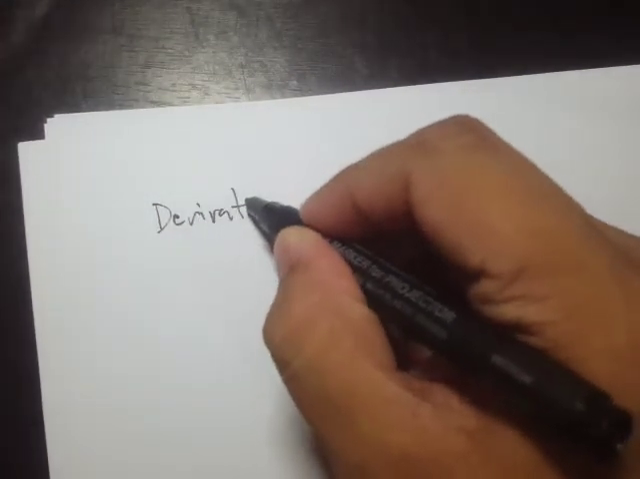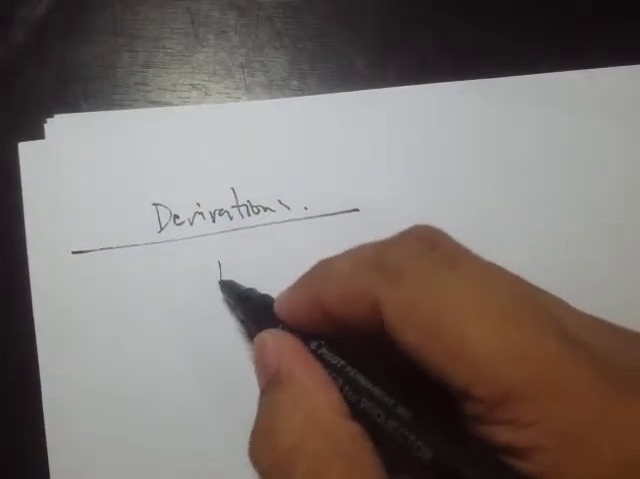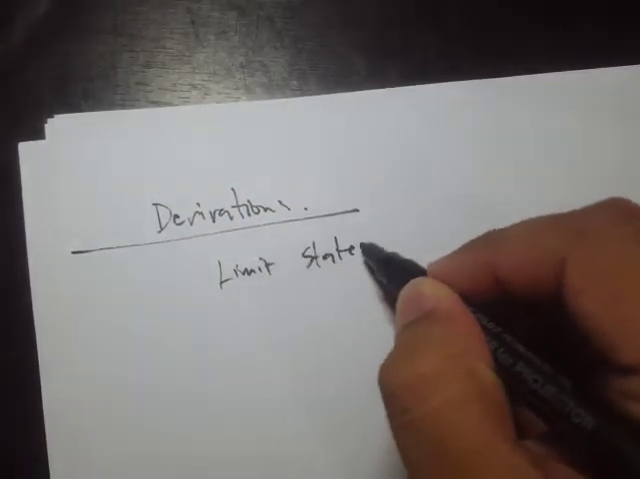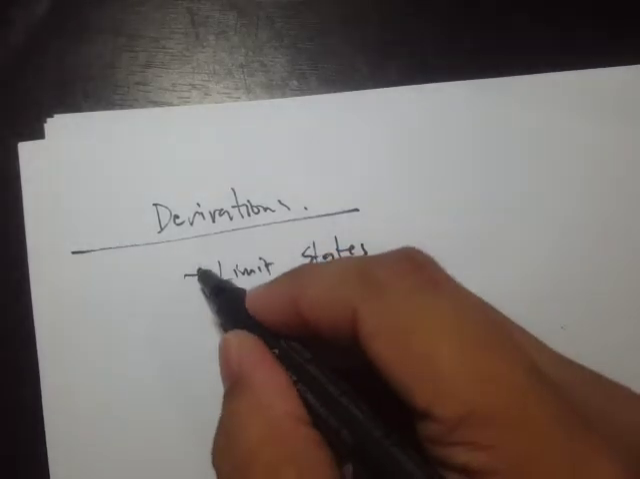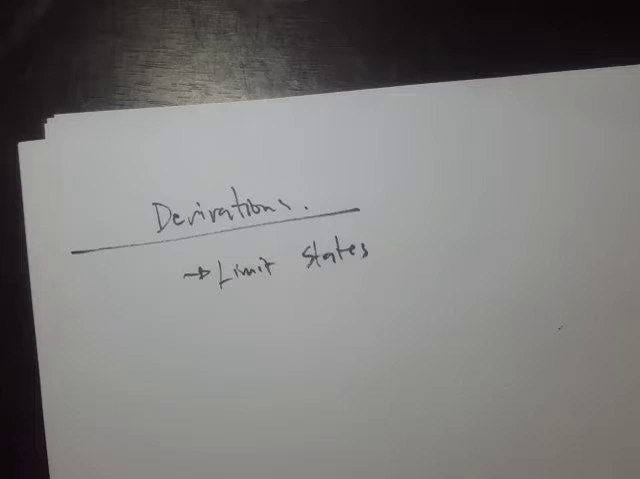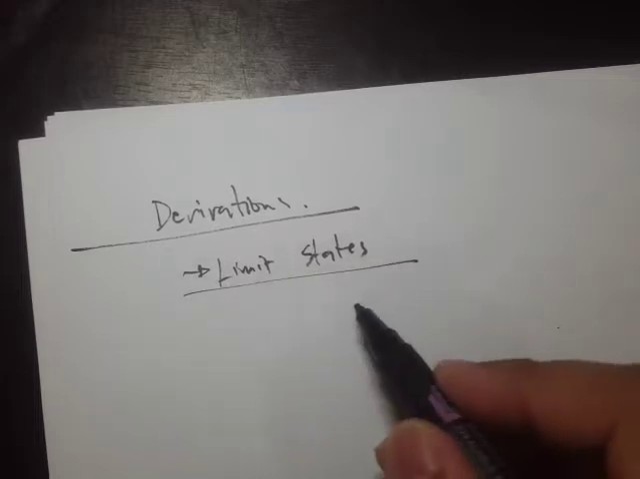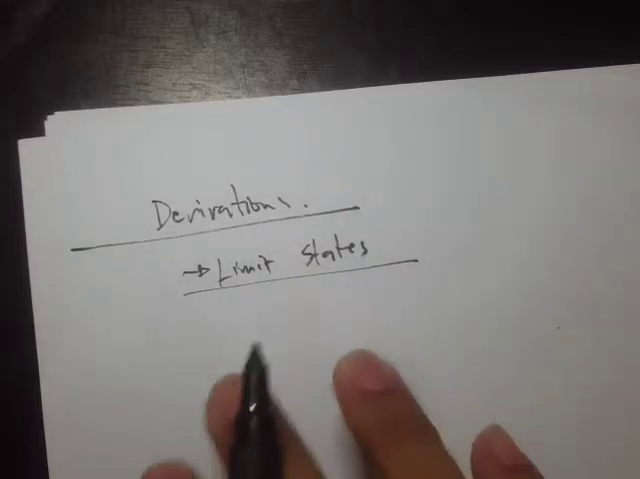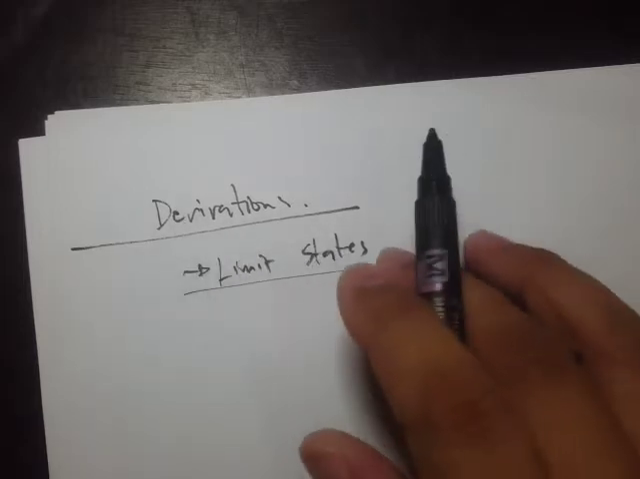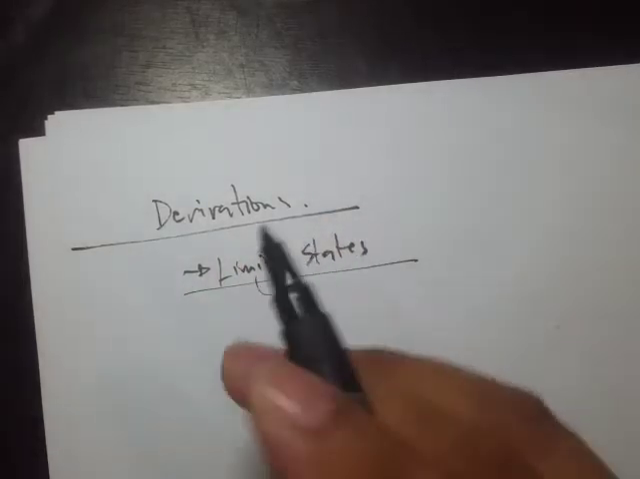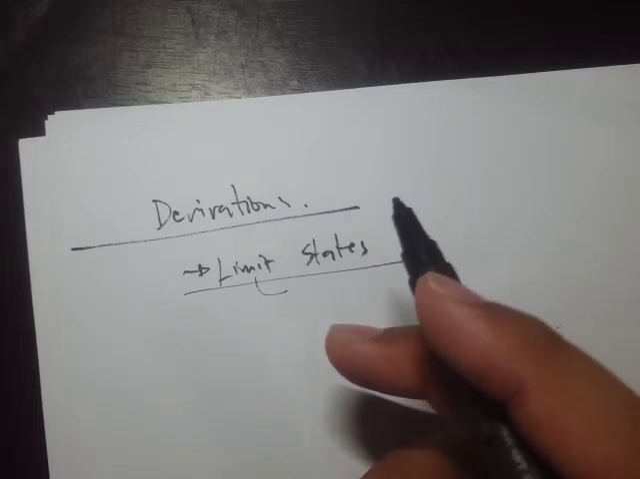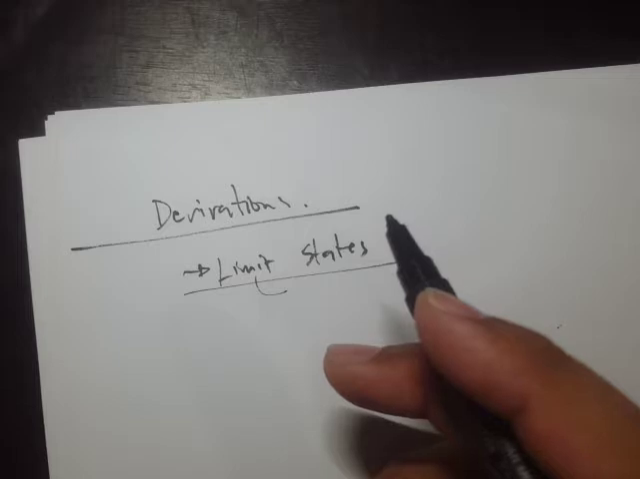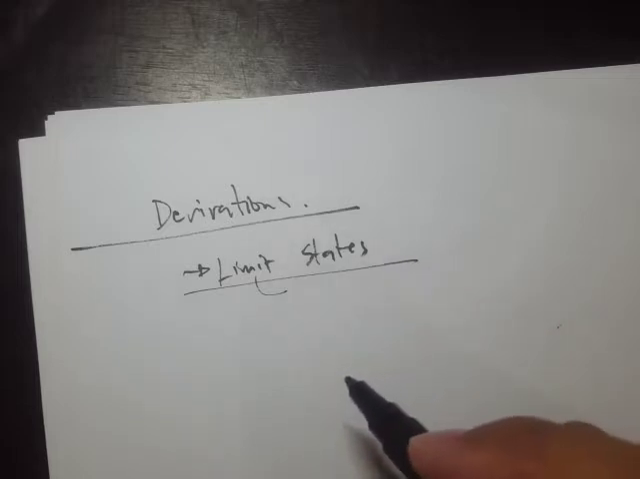For the derivations, I will talk first about the limit states. Recall that we have already introduced these limit states in our topic on introduction to steel structures. They are the approach for the analysis and design, meaning that these limit states are the conditions that govern the sizes or the analysis of your steel member.